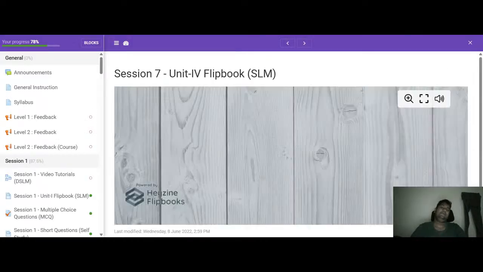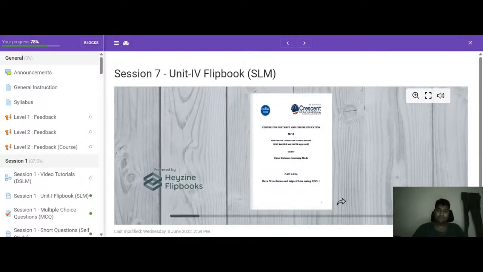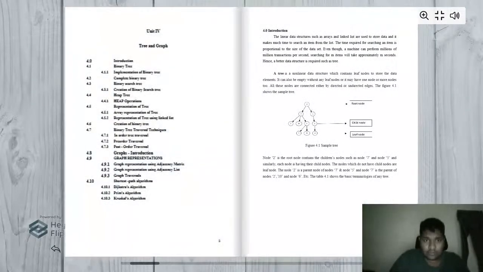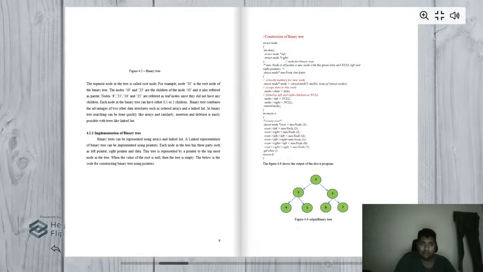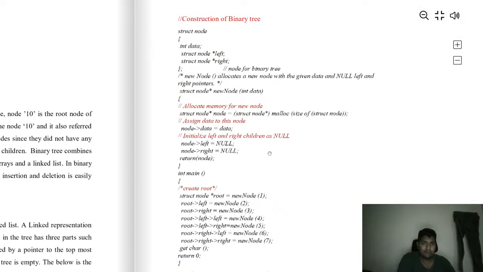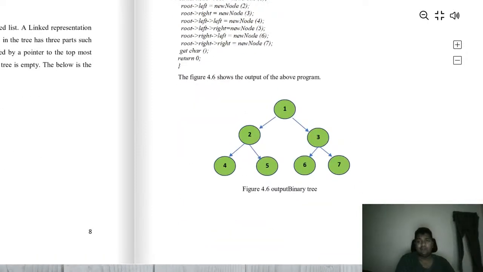Unit 4. Okay, so what is a binary tree? For implementation, you have to write code, okay? That is: struct node with int data, struct node left and right. Then for a new node we declare struct node, allocating the size of struct node, then left and right are set to NULL only. It will be written. That's all.